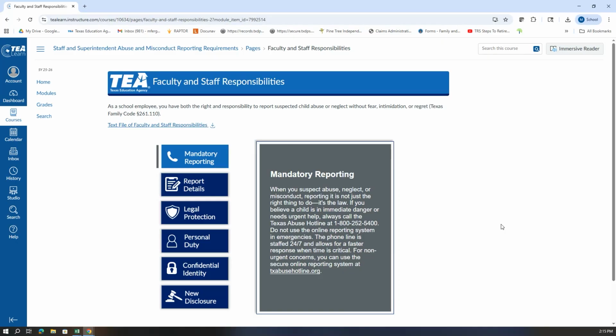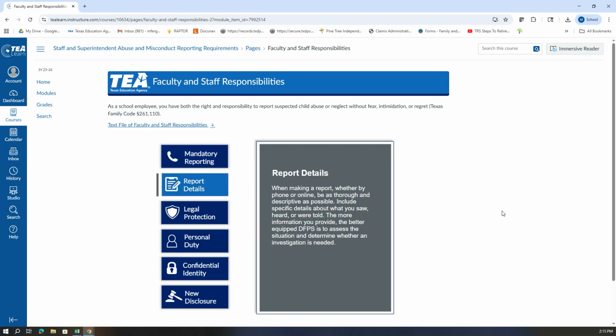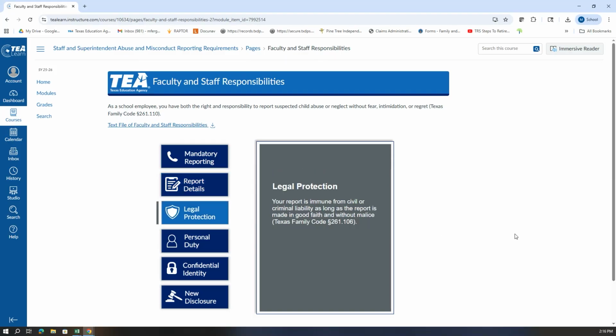For non-urgent concerns, you can use the secure online reporting system at txabusehotline.org. The report details: when making a report, whether by phone or online, be as thorough and descriptive as possible. Include specific details about what you saw, heard, or were told. The more information you provide, the better equipped DFPS is to assess the situation and determine whether an investigation is needed. Legal protection: your report is immune from civil or criminal liability as long as the report is made in good faith and without malice.